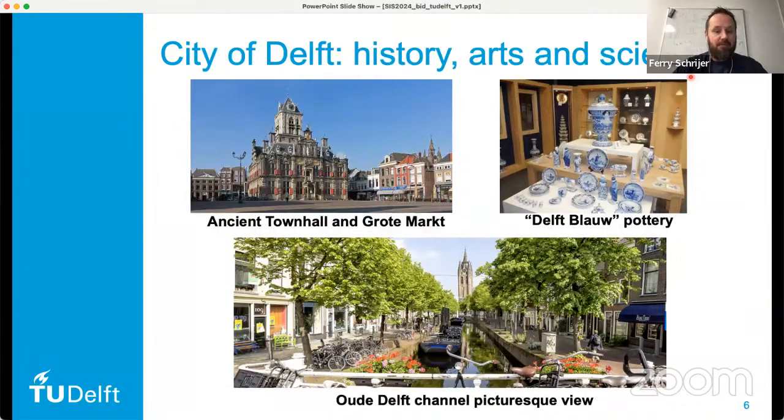So this might be, for those of you visiting Delft for the first time, or the Netherlands for the first time, something to watch out for, because it's very easy to get hit by a bike in our small city.